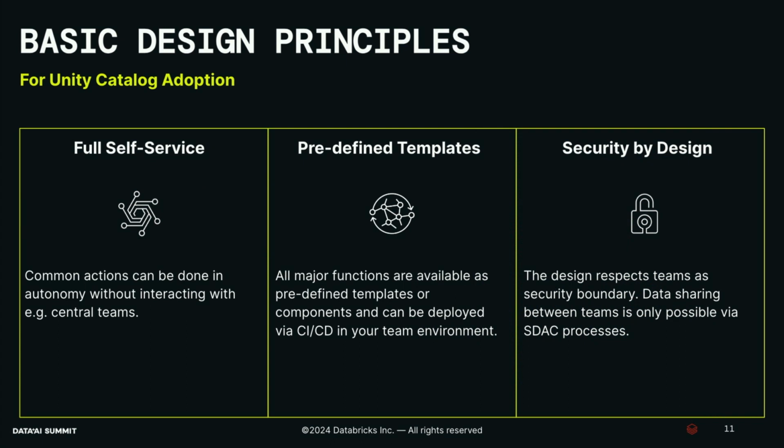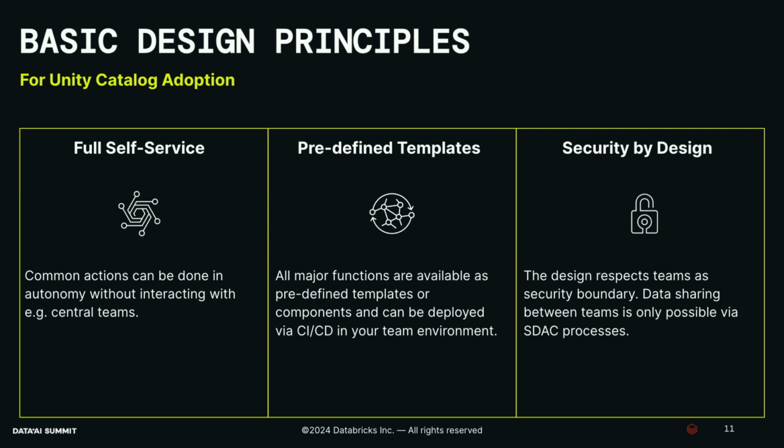So what were the basic design principles for our Unity Catalog adoption? First of all, we wanted to make everything full self-service. So all the common actions that you need should be done autonomously without interacting with any central team. So people should just self-service, create their team catalogs, for example, create their tables, create their robot users in a compliant manner. So that's why another principle was security by design.